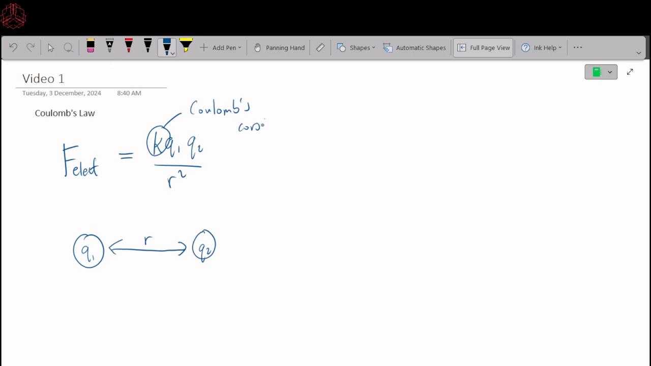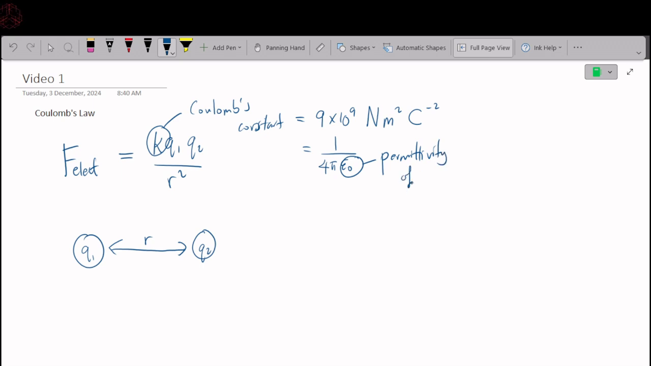Coulomb's constant has a value of 9 times 10 power of 9. If you want to know exactly what the unit is, we can look at the equation, and it will have the units of Newton meter square, Coulomb power of negative 2. And it's actually equal to 1 over 4 pi epsilon naught, where this epsilon naught is the permittivity of free space.